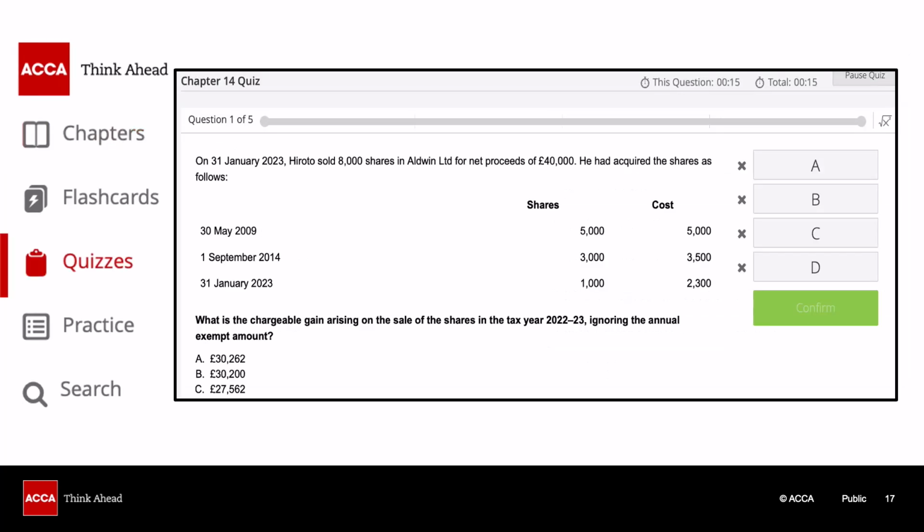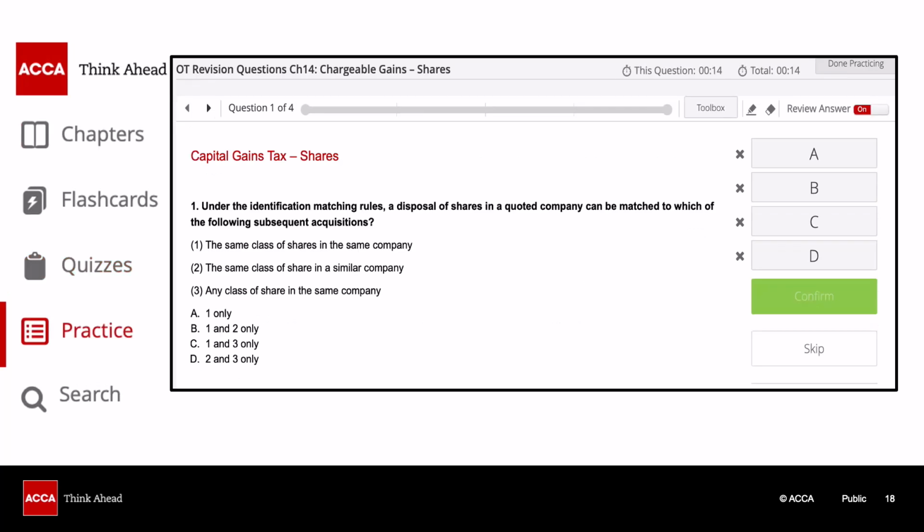This chapter covers the identification rules, bonus and rights issues. Question practice is so incredibly important in preparing for your TX exam, so make sure that you have a look in the quizzes section of the Study Hub for a quiz covering a number of different aspects of shares. There are some revision questions as well, covering a number of different issues, including those identification rules and share pools.